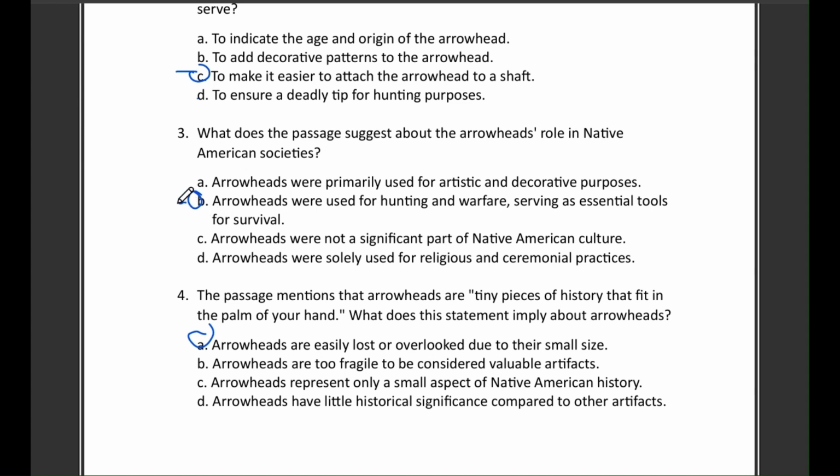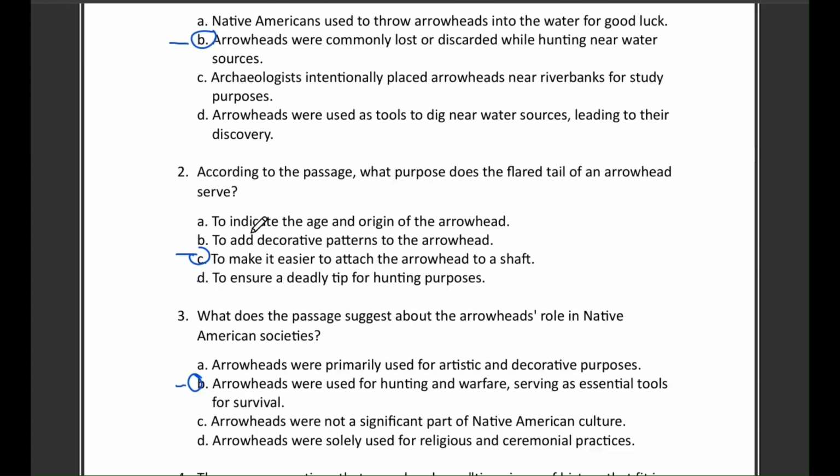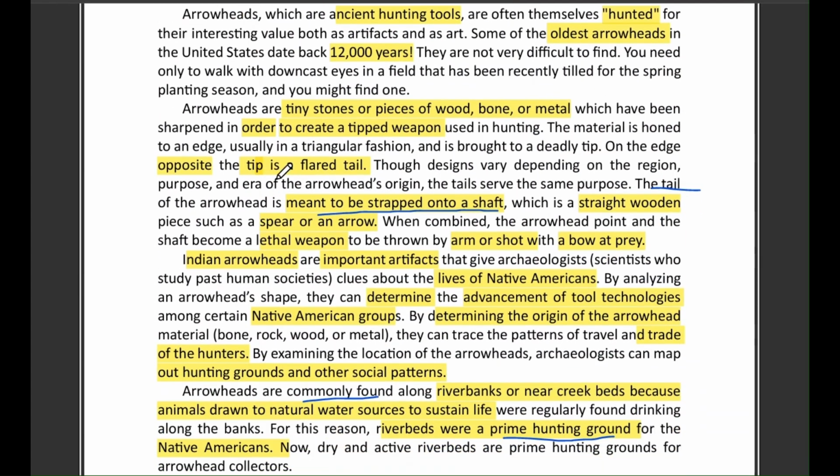The correct answer is option B. Arrowheads were used for hunting and warfare, serving as essential tools for survival. The passage highlights that arrowheads were very important in the day-to-day lives of Native Americans, helping them obtain food through hunting, and they were also used in conflicts.